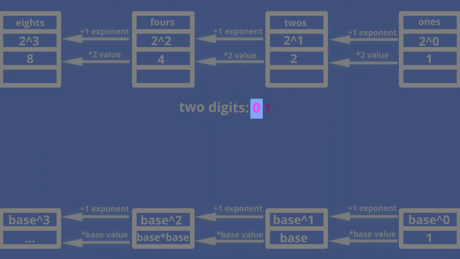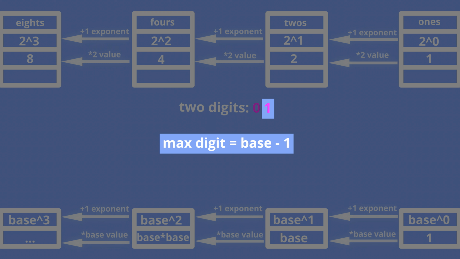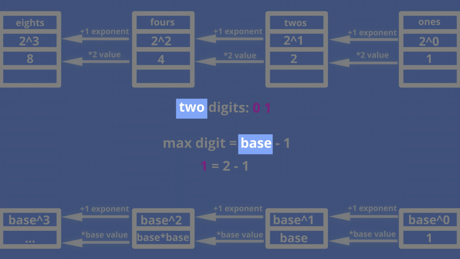Please pay attention that 0 is the first digit, and the last digit equals the base minus 1. So in our case, 1 equals 2 minus 1. Please pay attention that the number of digits equals the base. In our case, base is 2 and the number of digits is 2.